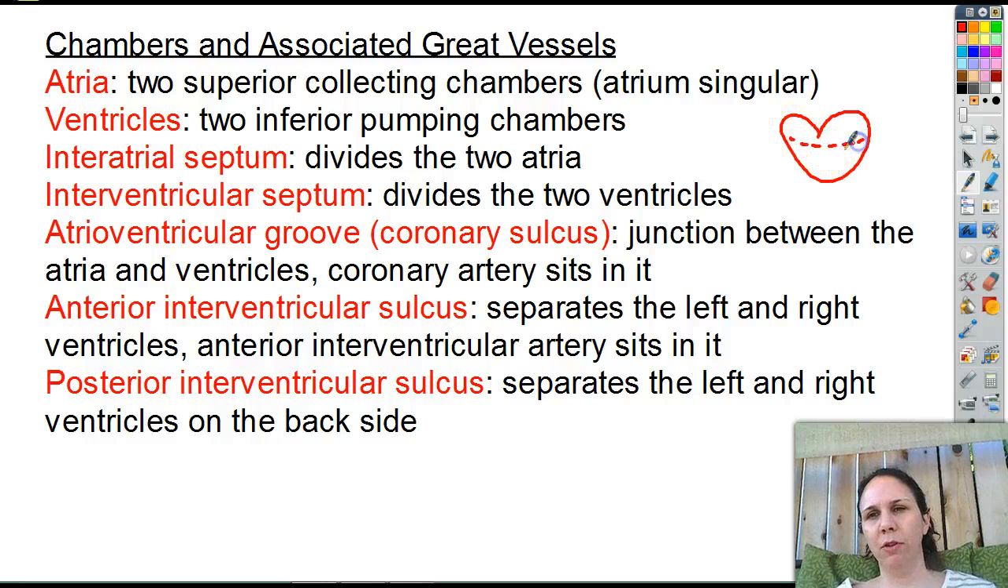So here's the one from before. So here's a little one kind of like this. Now there's one main one on the front that separates the left and the right ventricles, and the anterior interventricular artery sits in it. And then on the back side, if I turn him around, there's another one kind of following that same pattern, kind of scooping up the back, and that's the posterior, because posterior means in the back.